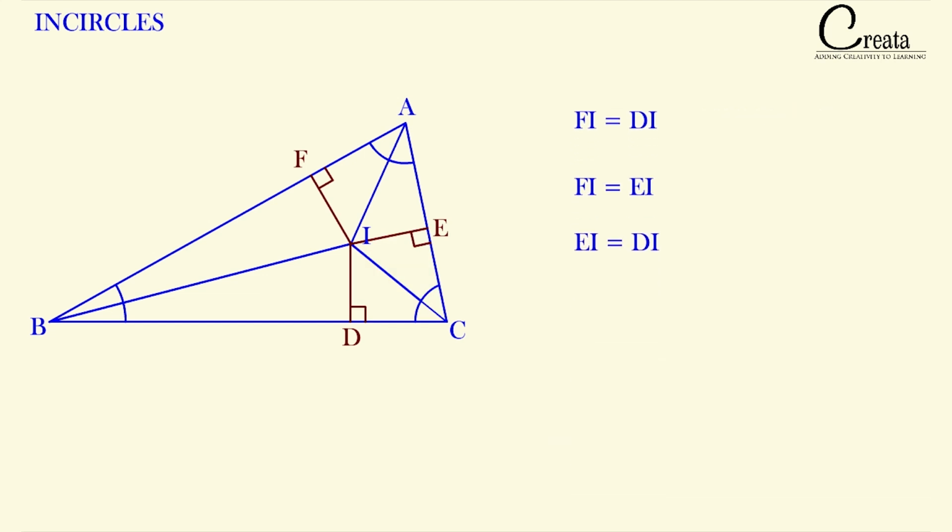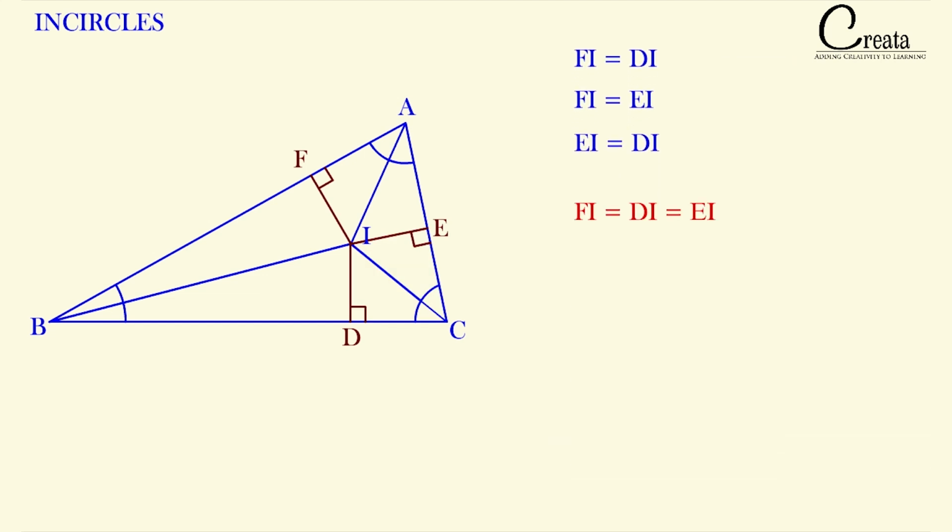So by comparing all these three equations, we got FI is equal to DI is equal to EI. That is, these three line segments will be equal to each other, or the perpendiculars from the incenter to the three sides are equal to each other. So if we have any triangle with the incenter as I, we can say the perpendicular distance to the three sides from the incenter is equal to each other.